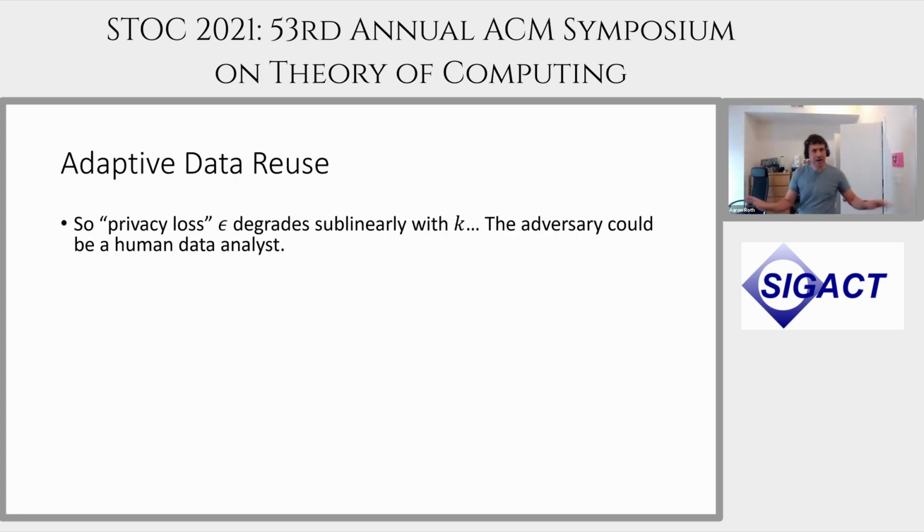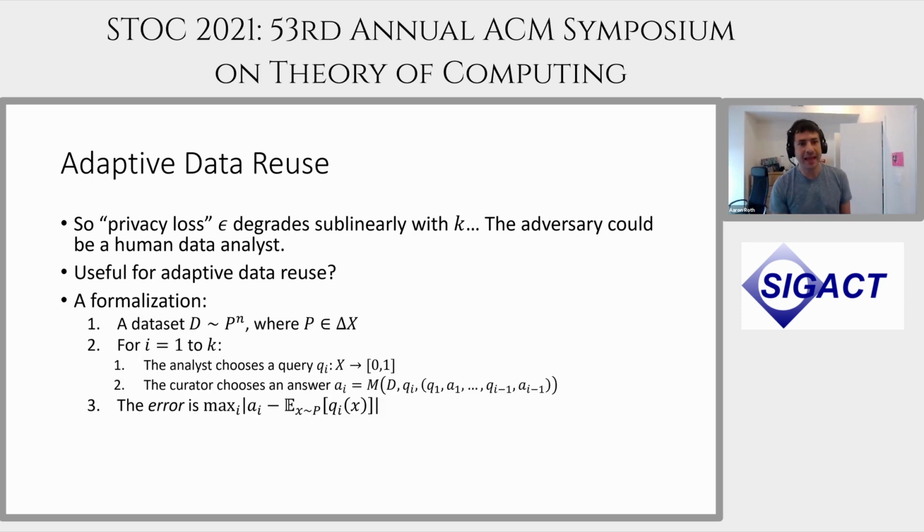All right, so the privacy parameter degrades sublinearly with k, and the adversary can really be anything, and so could be a human data analyst. Having gotten to this point in the talk, it is natural to ask, might this be useful for adaptive data reuse? And here's a formalization of adaptive data reuse.